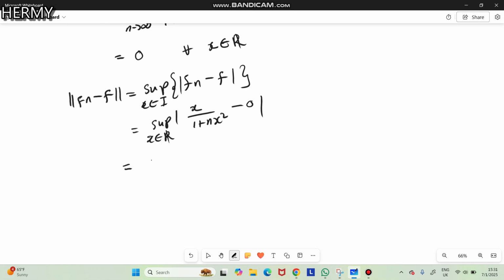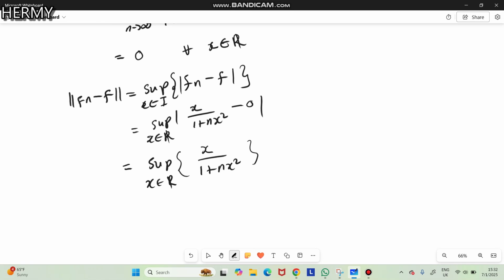So you'll be left with the supremum of x in R. Then you have this, let me write it like this: x over 1 plus nx squared. If you have this thing as it is, remember this R, you just have to put it where there is x. Remember here it's R, it doesn't have an interval.